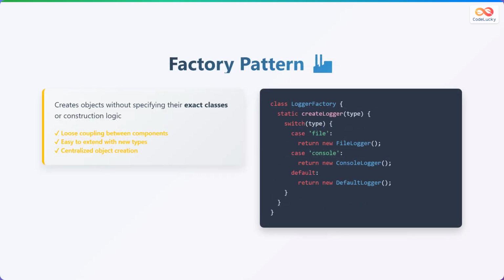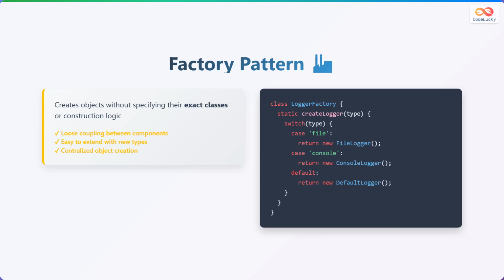The factory pattern creates objects without specifying their exact classes or construction logic. This promotes loose coupling between components, makes it easy to extend with new types, and centralizes object creation. Here's an example. We define a LoggerFactory class with a static createLogger method.